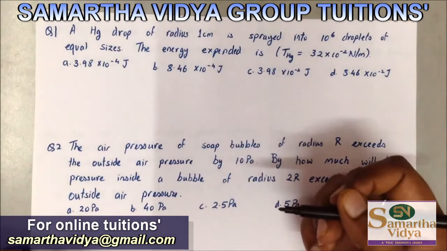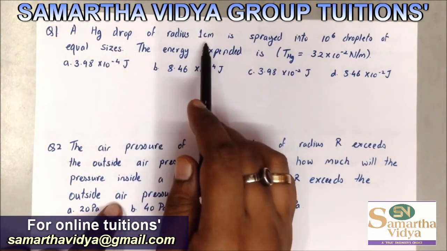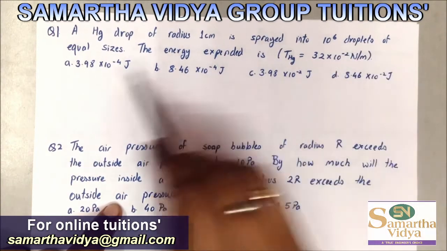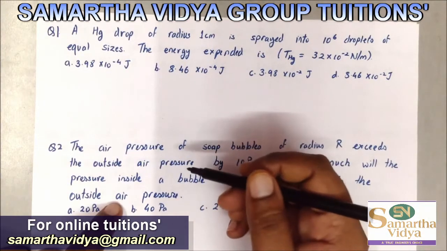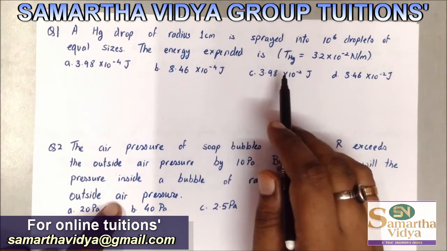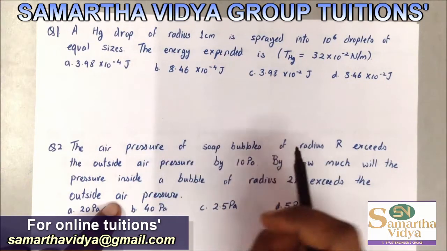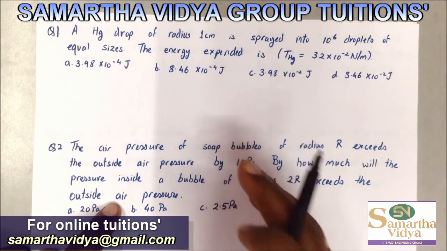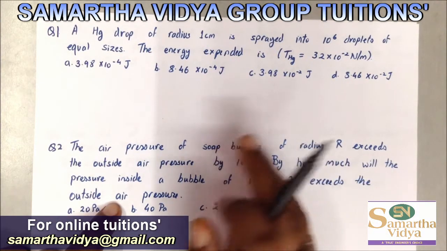So we see that the first question is wherein we have a mercury drop of radius 1 centimeter. It is made up into 10 raised to 6 drops of equal size. What is going to be the energy which is going to be expended in this case? So this is a problem wherein we need to find the work done in making these drops. So work done is nothing but the surface tension into the change in the area. So for that we need to find the change in area.